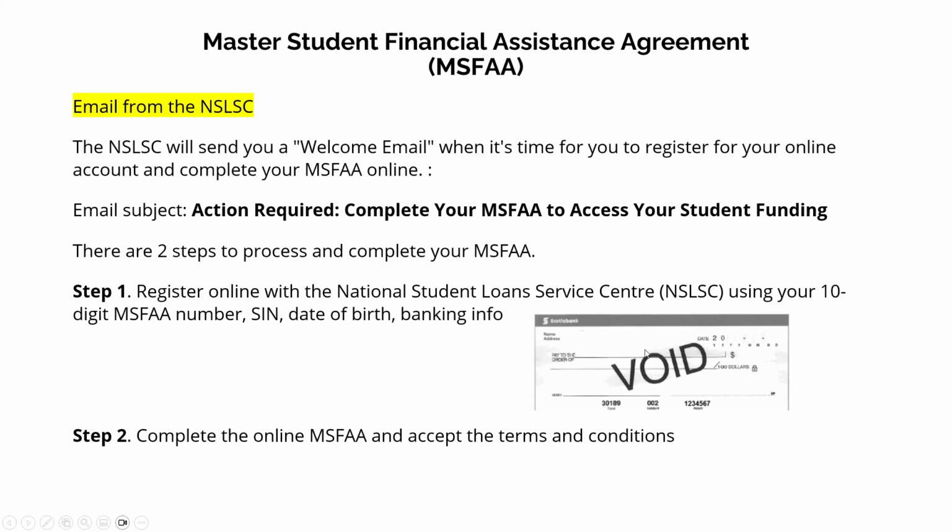Like you can take a void cheque and put the banking info there, so that later on, if it is approved, it will be direct deposited into your bank. And step 2 is complete the online agreement and accept the terms and conditions.